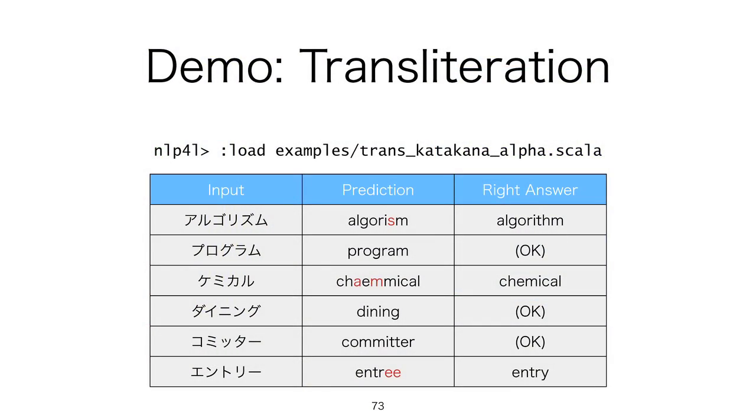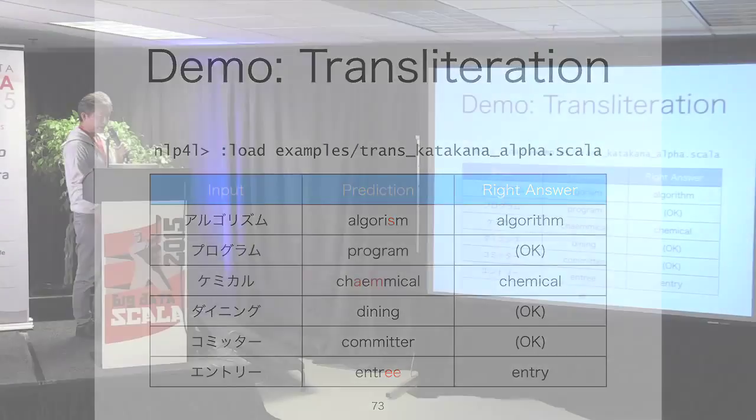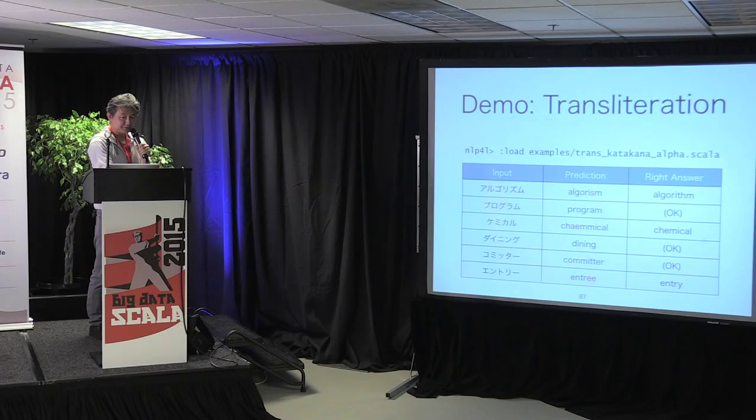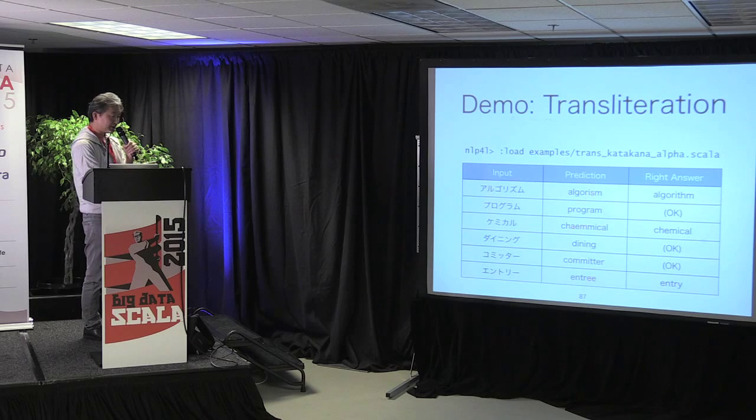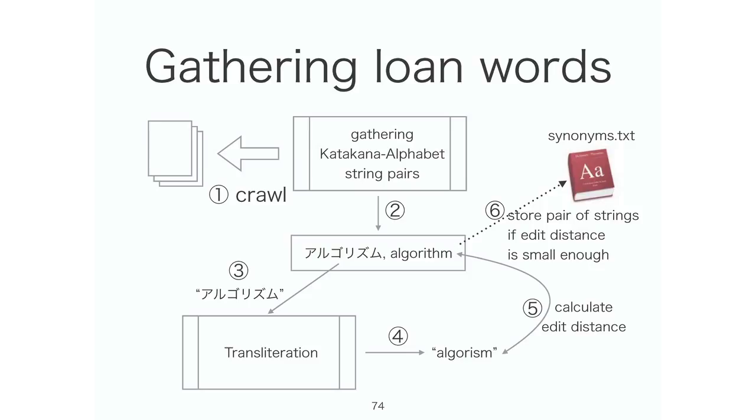This table represents the input katakana word and its predicted English word. As you can see, the returned strings are nothing more than predictions, so some of them are incorrect. That is, we cannot use them as they are in order to improve recall. So we need a solution. This is a solution for the problem.